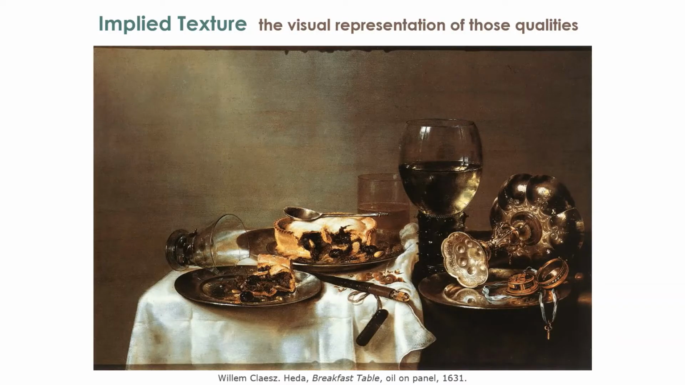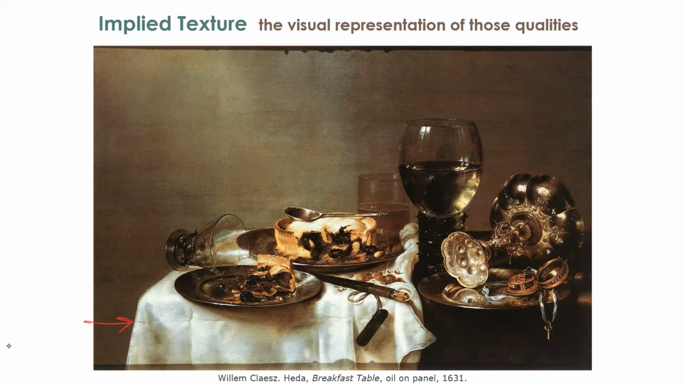A painter can simulate textures that look real. Here, we're looking at a still life painting from the 17th century. Although those objects are painted on a canvas, we can imagine the feelings of different textures.